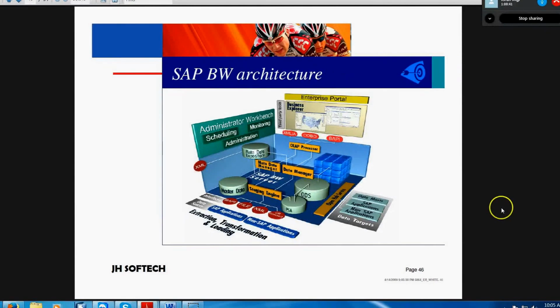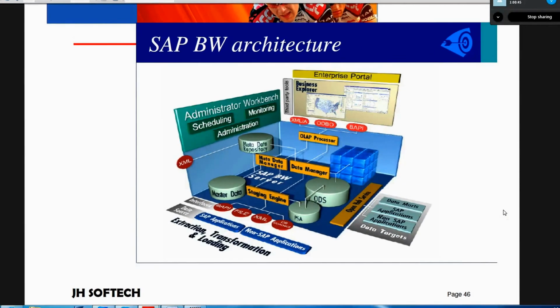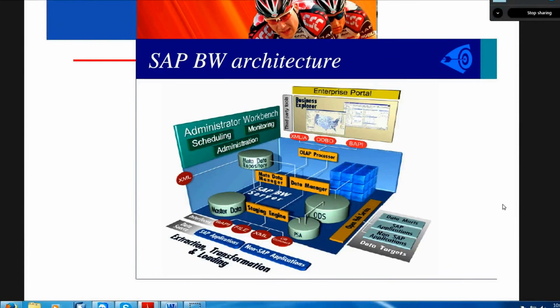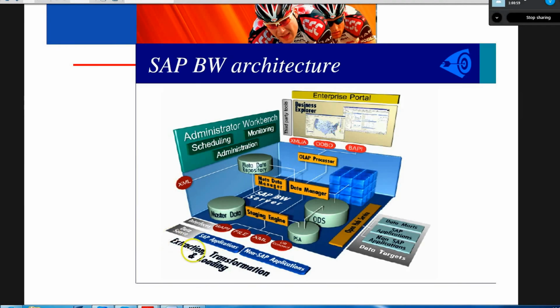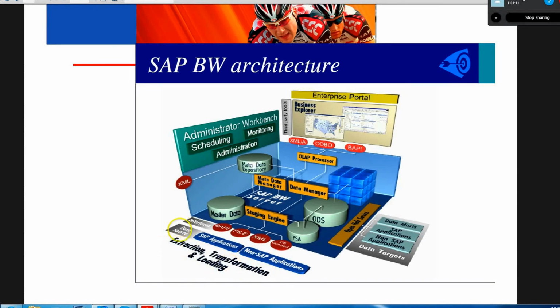Okay, so this is what we were discussing till now. At one glance it looks like some circuit diagram, but if you start understanding it, it's very simple. We first discussed extraction, transformation, and loading, right? Can you see it on the left side, the bottom left corner? From where do we get data? We have data sources. What data sources do we have? SAP applications and non-SAP applications, right?